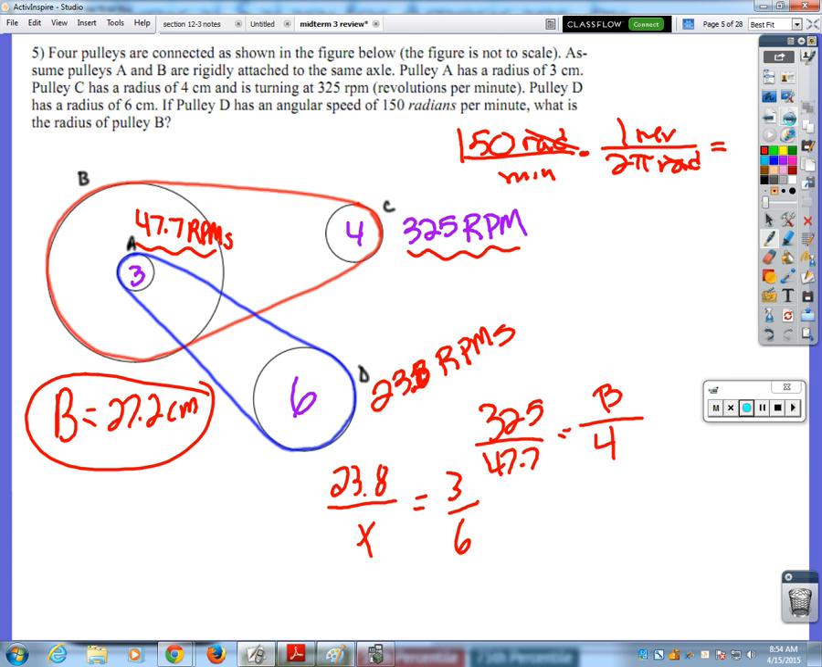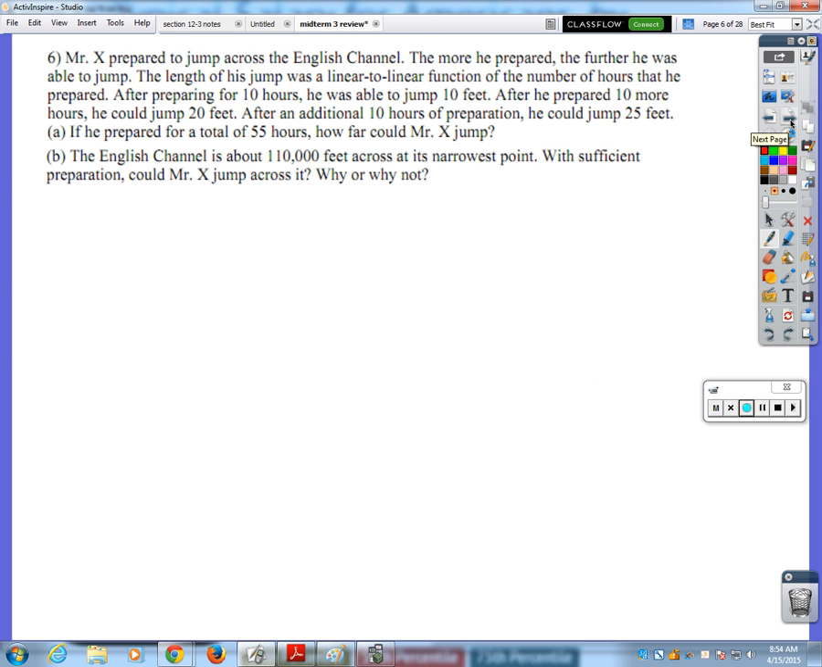Okay, let's do one more here. Mr. X prepared to jump across the English Channel. The more he prepared, the further he was able to jump. The length of his jump was a linear function of the number of hours that he prepared. After preparing for 10 hours, he was able to jump 10 feet.